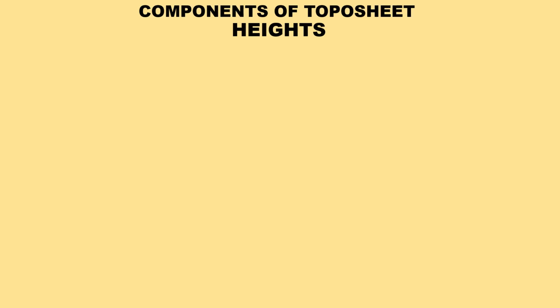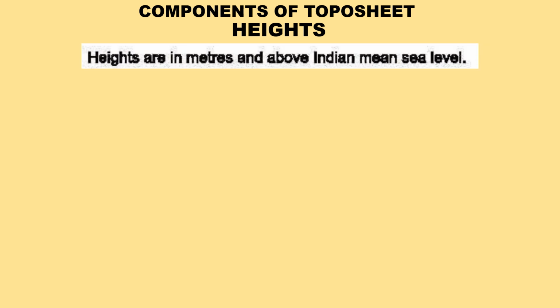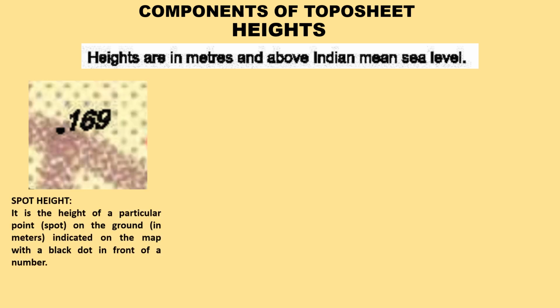Next, on the component of Toposheet, we get to study heights. Now, in the beginning of studying the heights, I must mention that heights in the Toposheet are in meters and measured above the Indian mean sea level. The first height which we get to see is called the spot height. It is the height of a particular point which is represented by this circle spot on the ground in meters, indicated on the map with a black dot in front of a number.